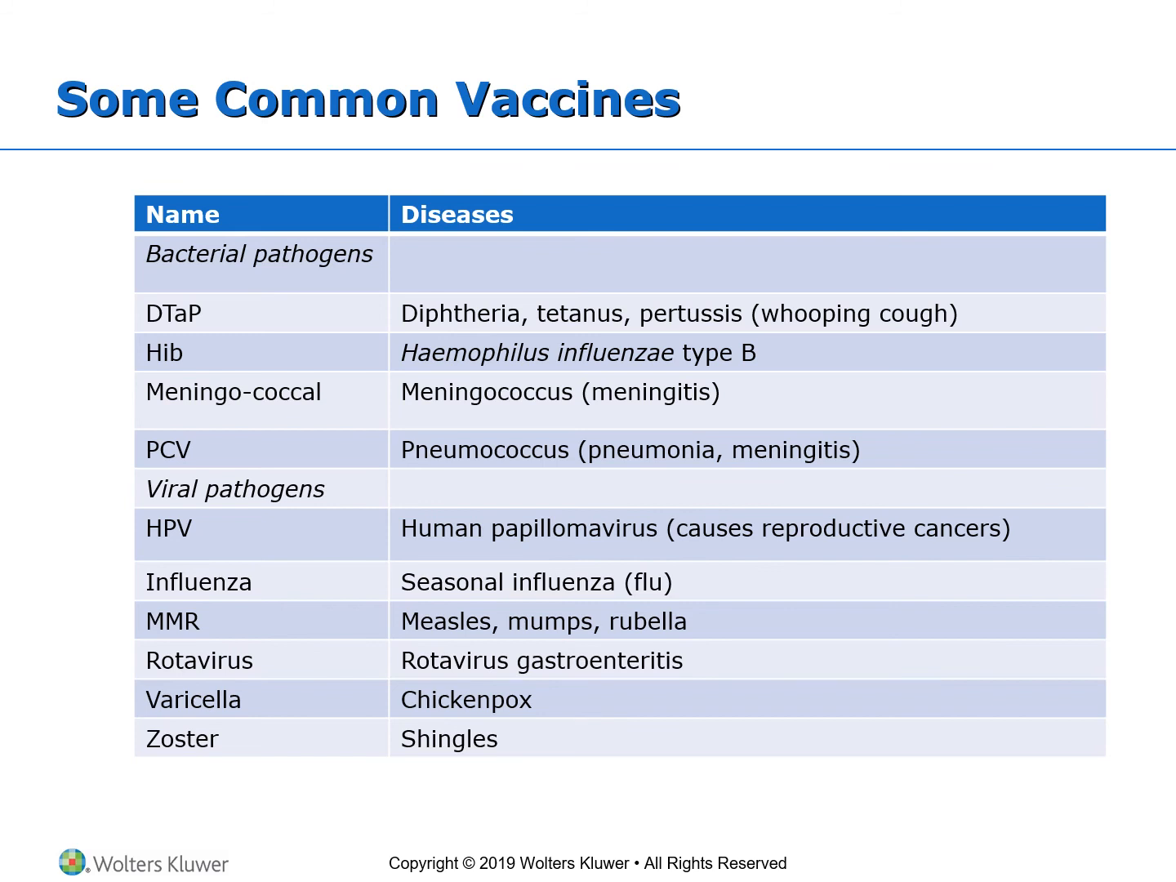MMR is the measles, mumps, rubella combination in one vaccine. Rotavirus protects against the gastroenteritis virus, varicella for chickenpox, and zoster VZV vaccination protects against shingles.